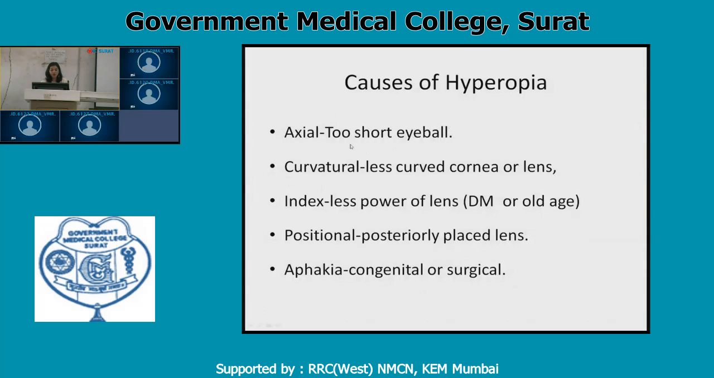Or there is less curvature of cornea or lens, or there is less power of the lens as seen in diabetic patients or in old age patients, or sometimes the lens is posteriorly placed or the lens is not there at all. So these all reduce the dioptric power of the eye, and the person cannot focus the image of a nearby object on the retina. The nearby object is focused in a blurred way and the image is formed behind the retina. So how can we correct it? By again using a converging lens or a convex lens.